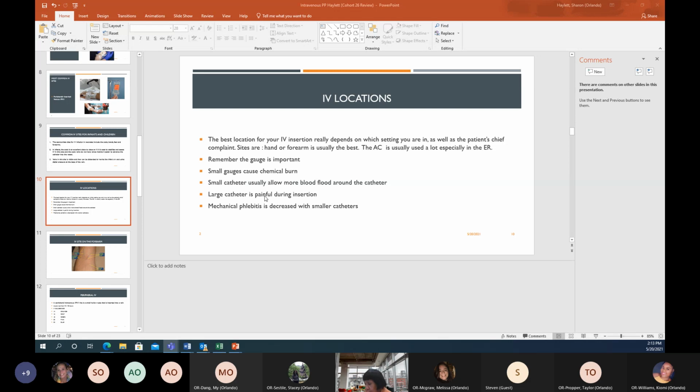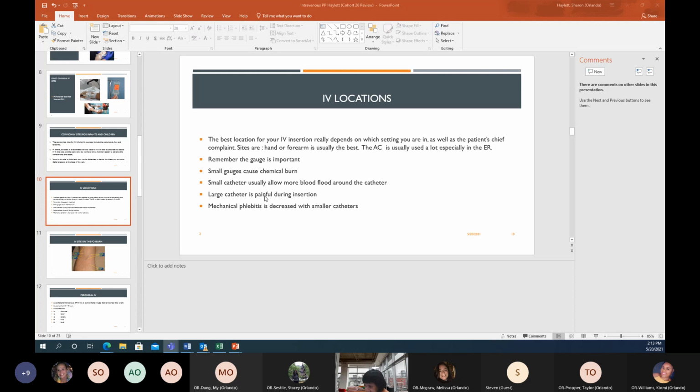So for you as a nurse, you'll usually put in a 20 when you're on a regular floor. If you're in the ER, or the doctor orders an 18, then that's it. But usually you want to put in a number 20. You don't want to put in an 18 or a 16.